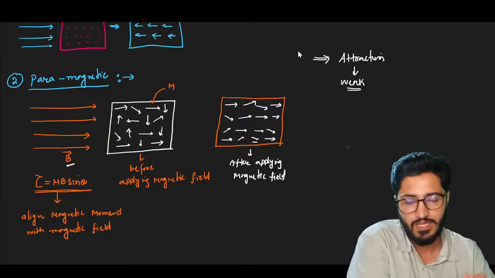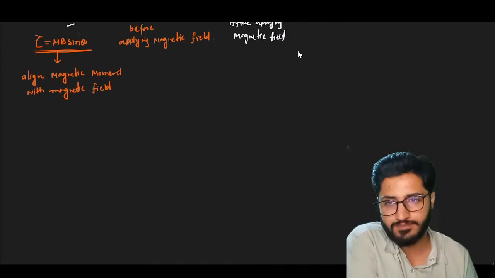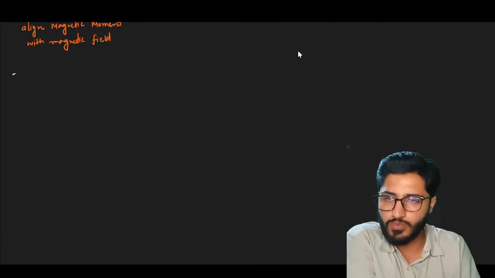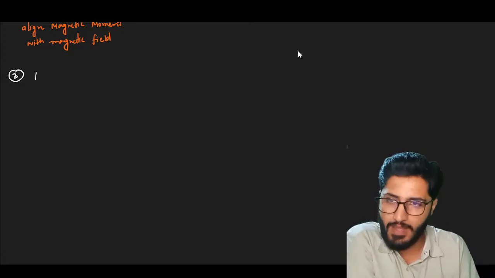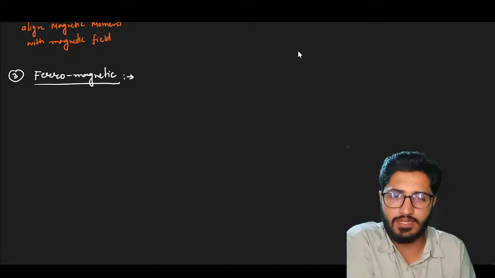Then number third. Number third is ferromagnetic. We are having ferromagnetic materials. Ferromagnetic materials look like this now. Look.